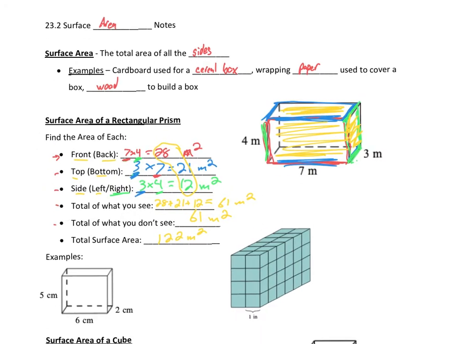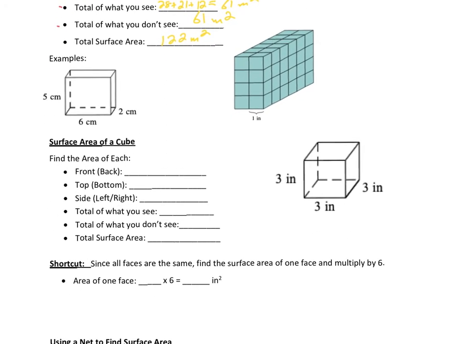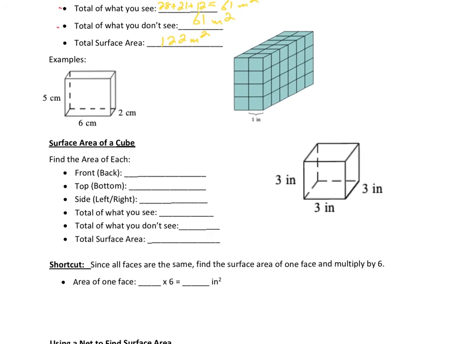Okay, let's do a couple examples of this. All right, so here's what I like to do. I like to write down the words front, top, side. I want you to do this too: front, top, side. Okay, my front, here's my front, 6 times 5, so 30. My top, this times this, so 6 times 2, 12.